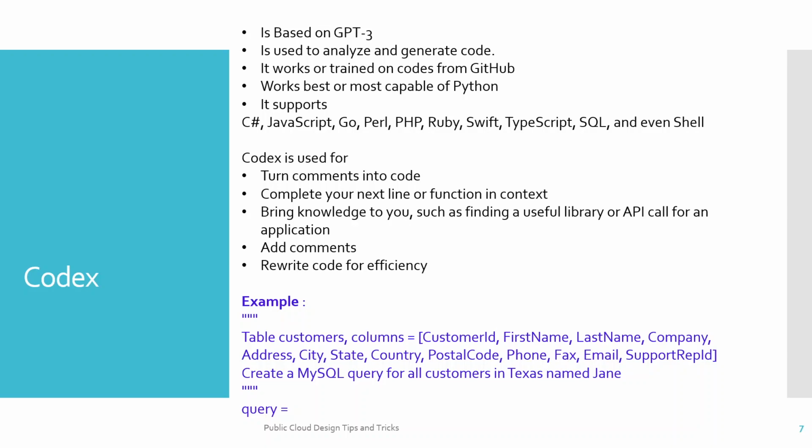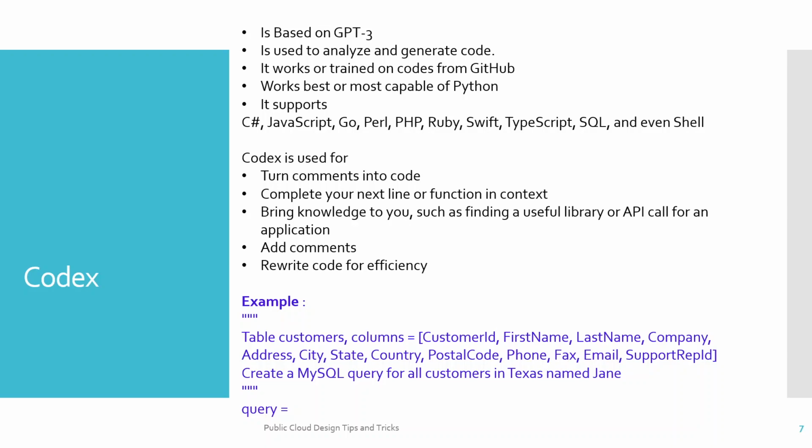Now coming to an important one, Codex. It is again based on GPT-3 and it is used to analyze and generate code. How it is designed is that it works on top of thousands of GitHub repositories, and that repo data gets trained to provide the necessary patterns or output. It works best with Python, but it can support various languages, like C, JavaScript, Go, Perl, and so on.